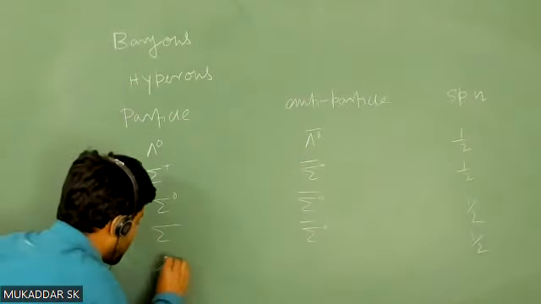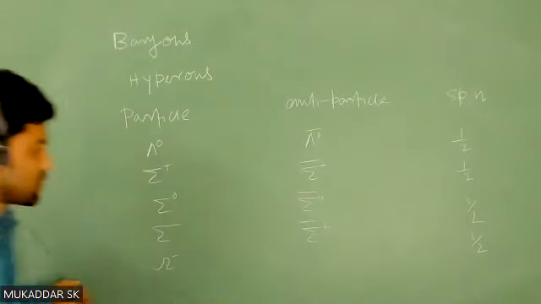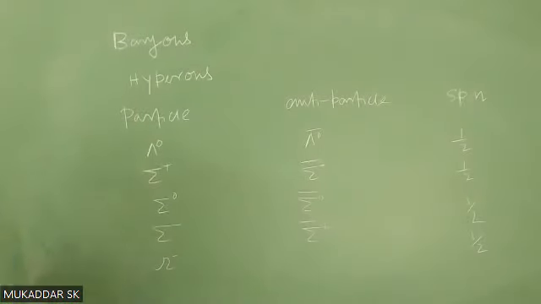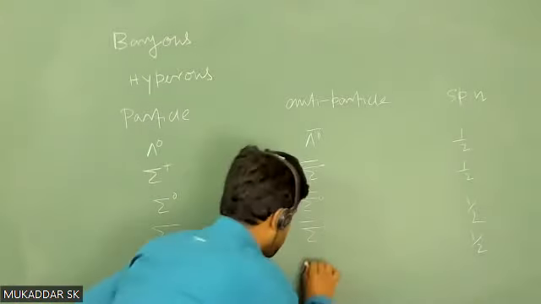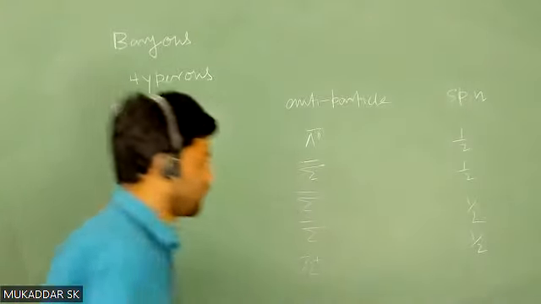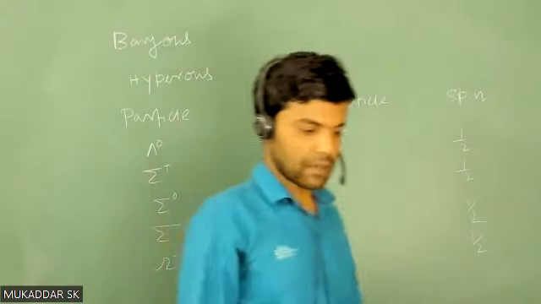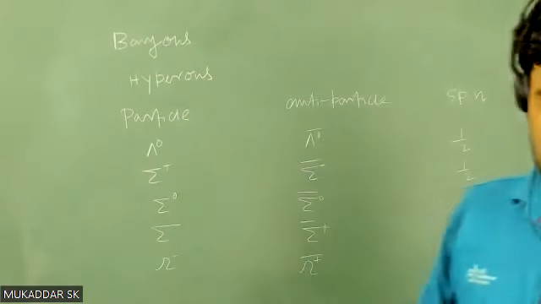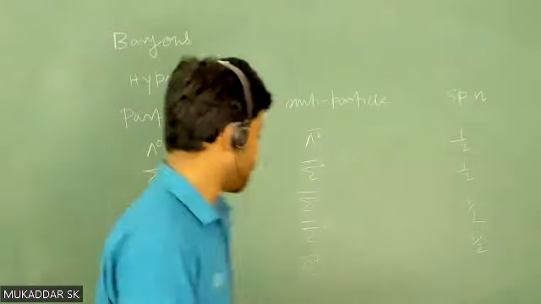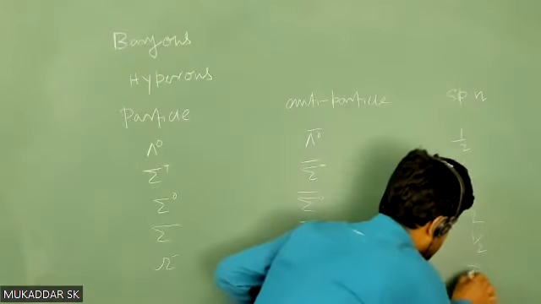And the last particle you have is omega minus. What is the antiparticle of omega minus? That will be omega plus bar. Exactly. The spin of this particle, what is the spin? The spin is 3/2. Exactly 3/2.